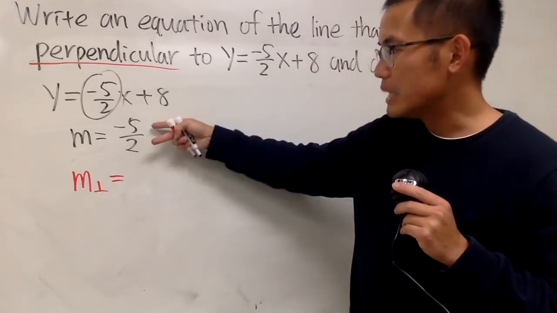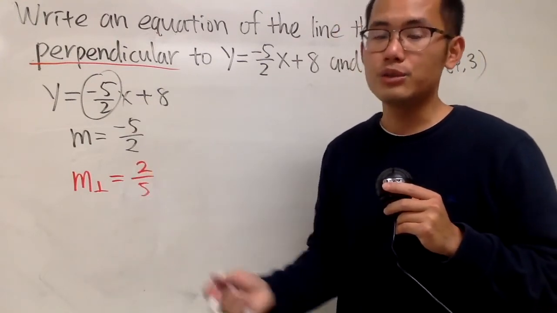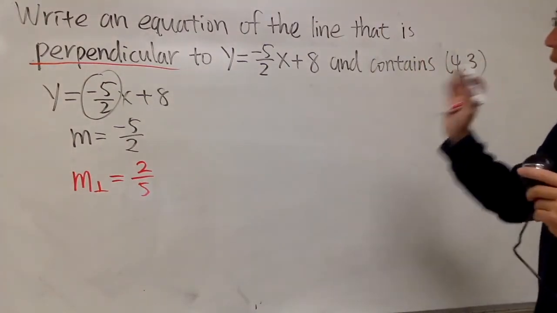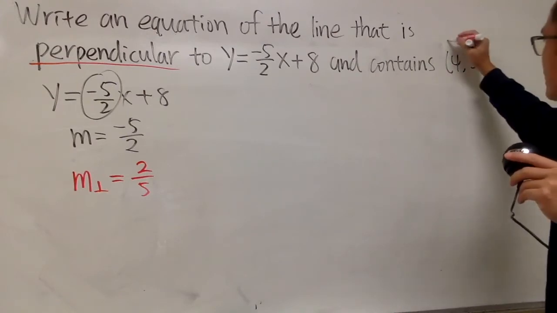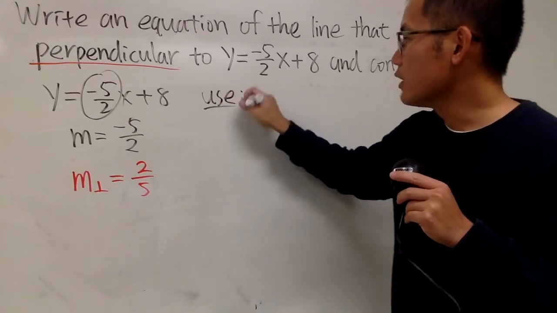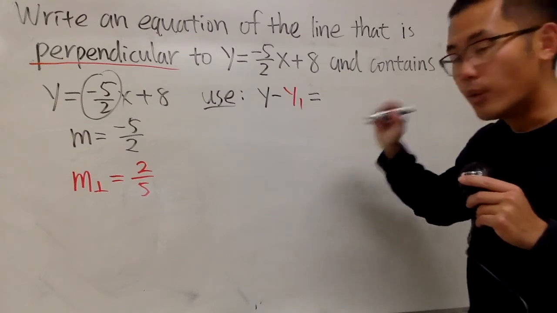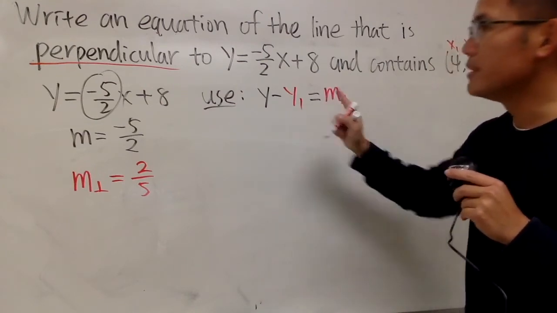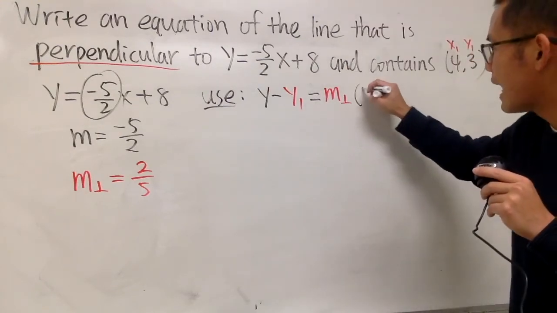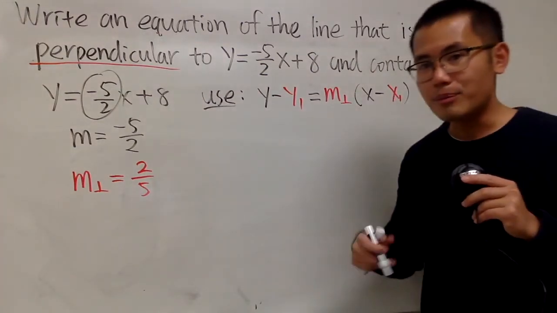And then we'll do the reciprocal. So we will have positive 2 over 5. And this is actually the one that we have to use, right? So let's see. That's the slope, and now this is the point, which is the x1, y1. And again, we'll use the point-slope form, namely y minus y1 is equal to m perpendicular, because I want to emphasize we are doing the perpendicular line. M perpendicular times x minus x1. And now let's just throw in the numbers and work it out.